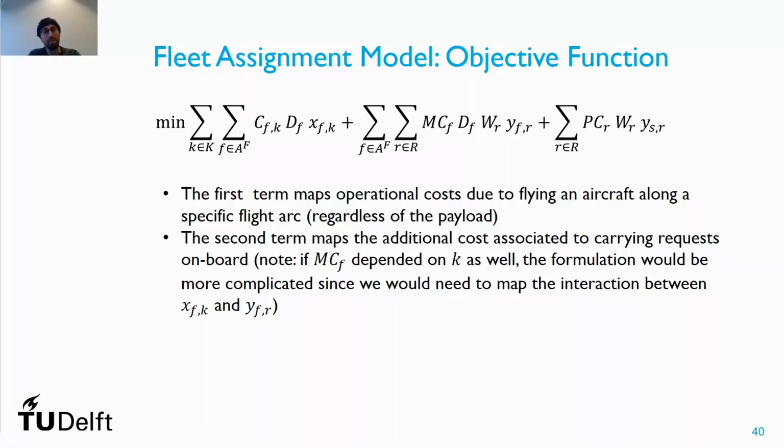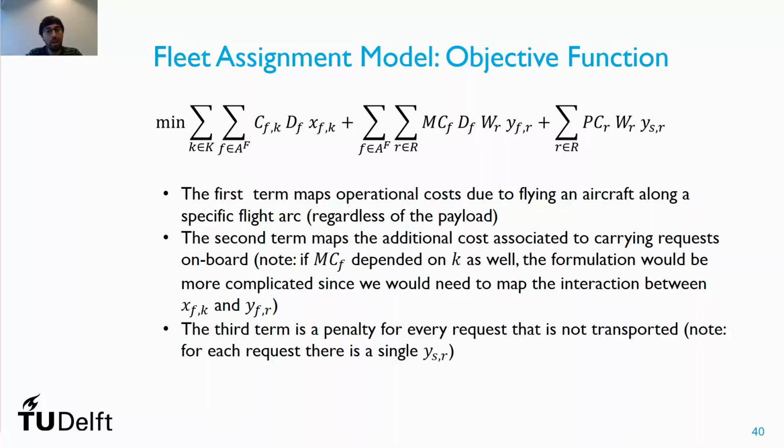And something I didn't mention before, our marginal cost only depends on the flight arc and not on the aircraft type, which might and could be reasonable actually. The reason for that is if you want to do that, the formulation becomes a bit more challenging, but I'm happy to discuss that with you if you're interested. The third term is a penalty for every request that is not transported. And with ysr, we define the specific no service arc for request r. So there's one ysr for each request, and that's unitary if the associated no service arc is used.